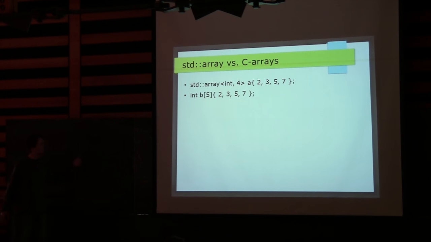So we have these two statements. Oh, that should be a four there, pretend like that's a four. We have these two statements, conceptually they're the same. The first one just gives us better type safety.